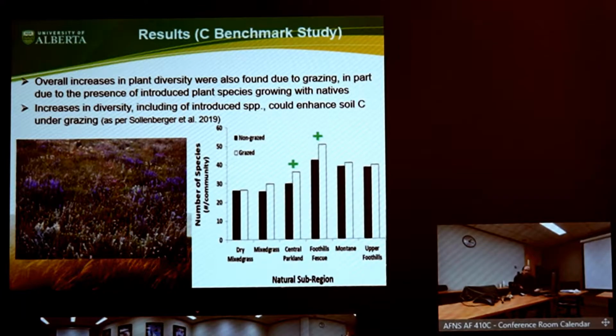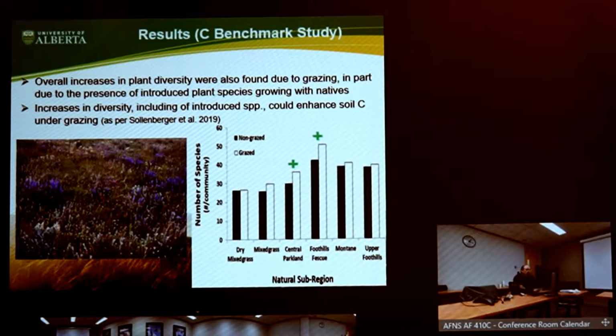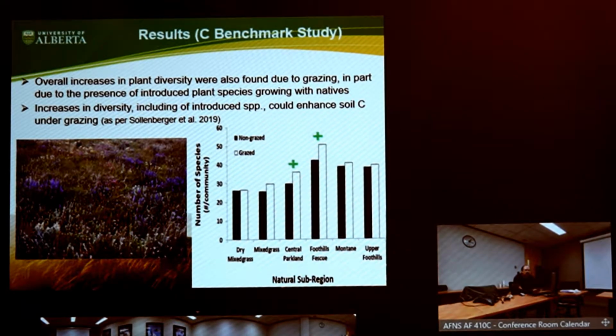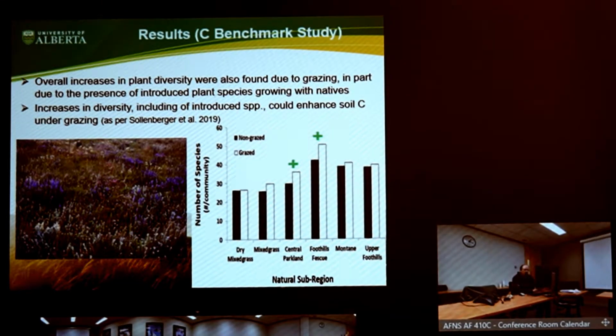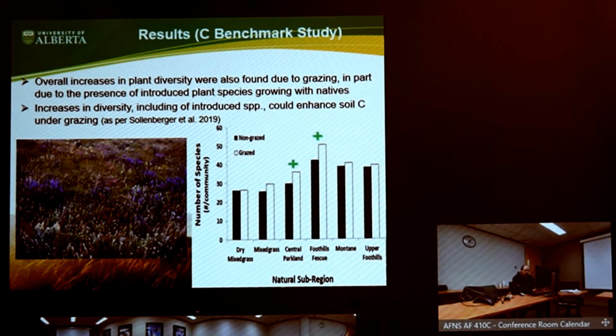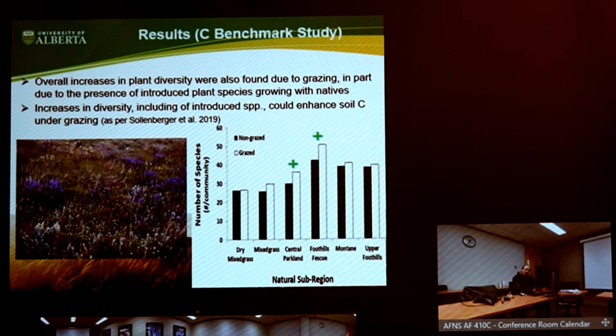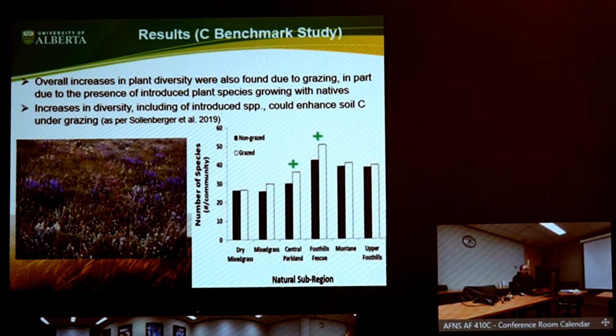We also noticed that there was generally higher plant species diversity under grazing. And so plant diversity represents the total number of different plant species that we typically find within these grazed grasslands. This is not uncommon because we know that some grazing is actually critical to maintaining a more competitive balance, if you like, among all the different plant species within these grasslands. And so increases in plant diversity attributable to the ongoing presence of grazing could actually help enhance soil carbon.